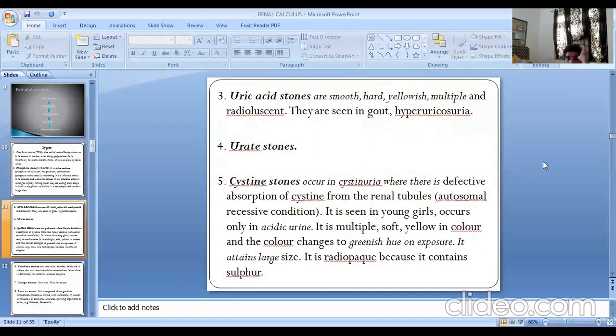Uric acid stones are smooth, hard, yellowish, multiple, and radiolucent. They are seen in gout, hyperuricosuria.